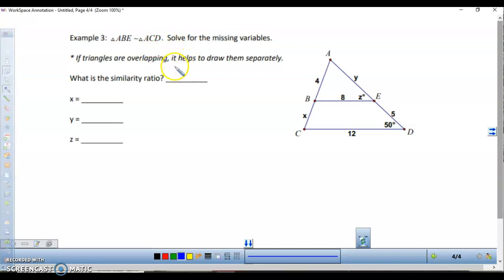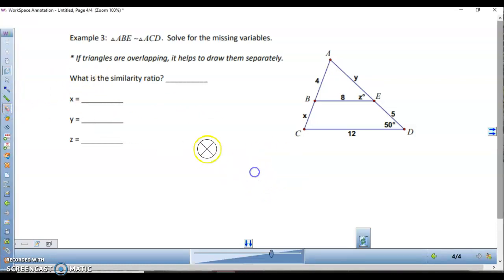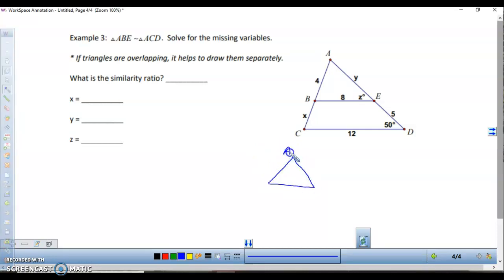Alright, so before we solve for the missing variables, I think it's going to be really helpful if we draw these triangles separately. So I'm going to give that a shot here. Alright, so here we go. We got, well, that's terrible. Let me try that again. Alright, we've got triangle. Not much better, man, that's bad. Alright, A, B, E, and it's similar to the bigger one. Triangle A, C, D.